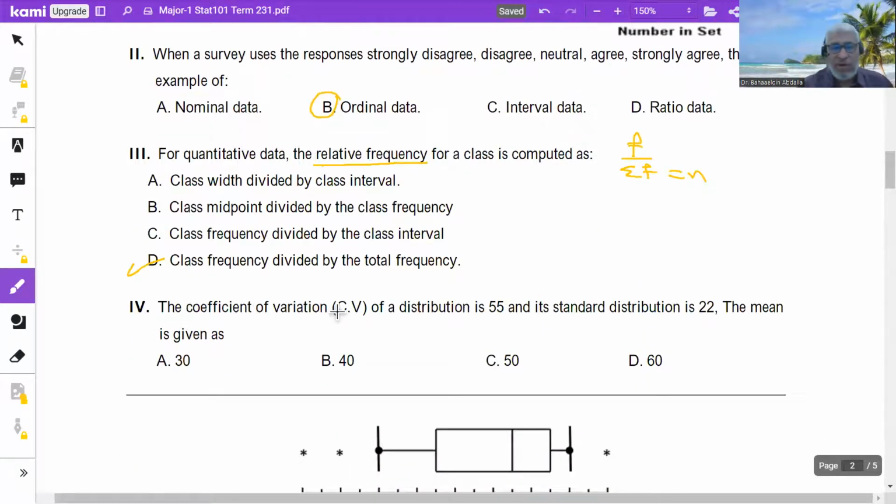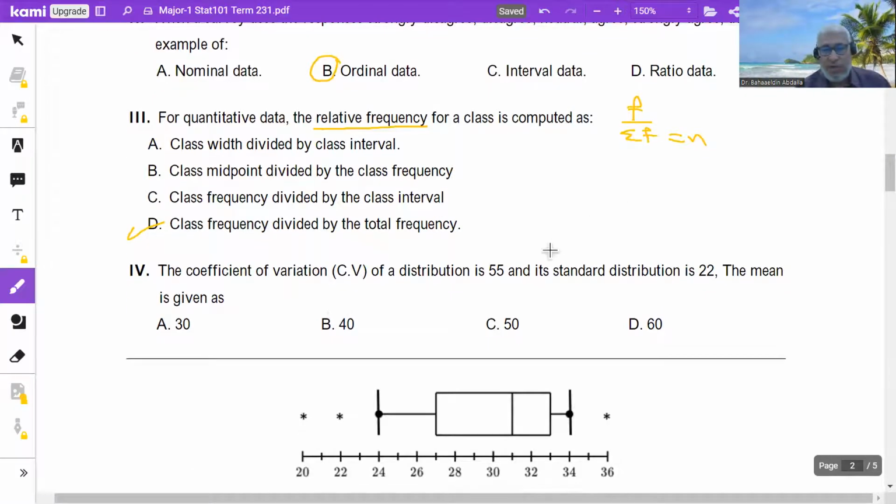The coefficient of variation of a distribution is 55, and its standard deviation is 22. I think this is standard deviation, not distribution. And the coefficient of variation should be given as a percentage. So this is 55%. Because you know the definition of coefficient of variation: it is sigma, the standard deviation, over the mean, times 100%.